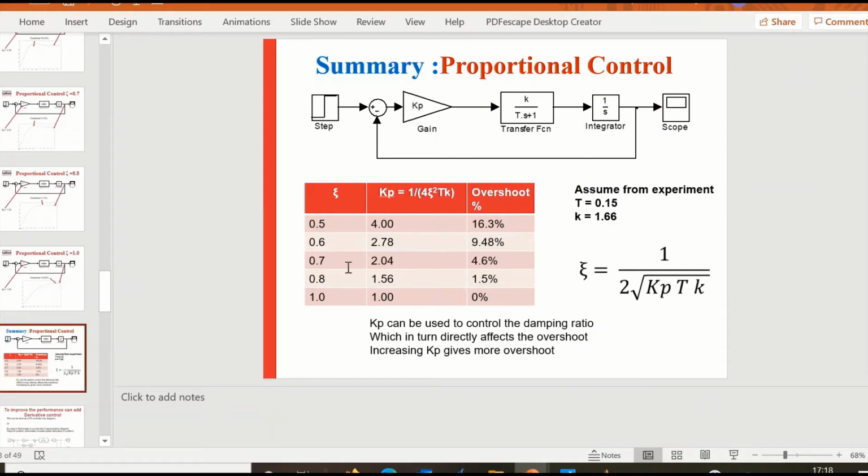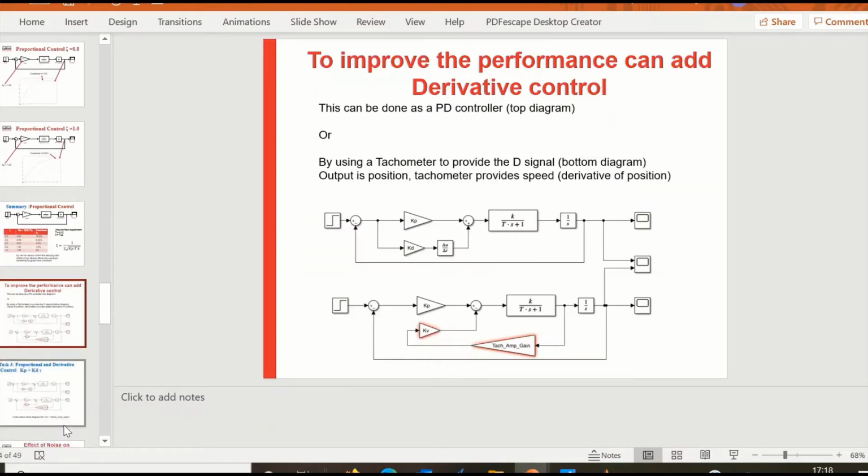But we could control the overshoot through proportional control, and by choosing different gains we get different damping ratios, and we can choose essentially the overshoot. That's the thing we can do with proportional control. We can choose our overshoot. We can't choose our rise time. So in order to go to the next stage, we need to look at proportional plus derivative control. So in this one, we can control both things, both rise time and the overshoot.